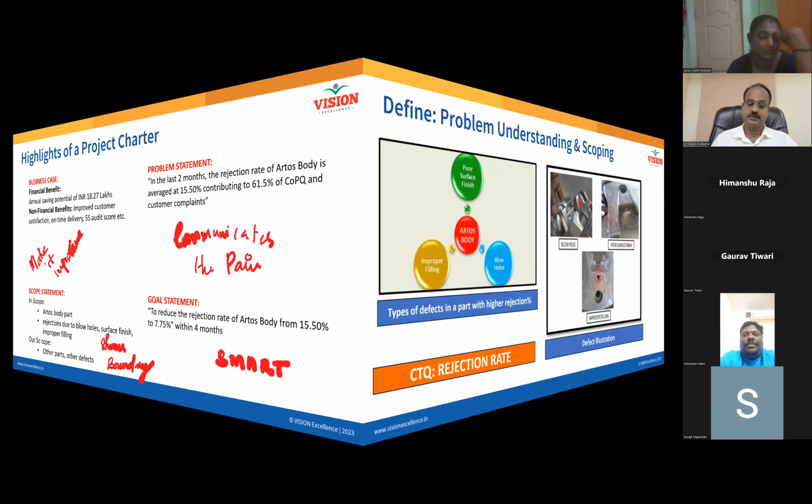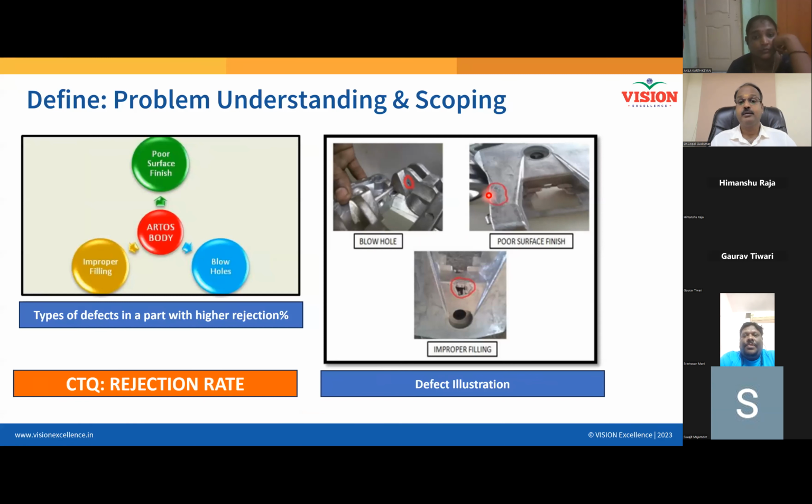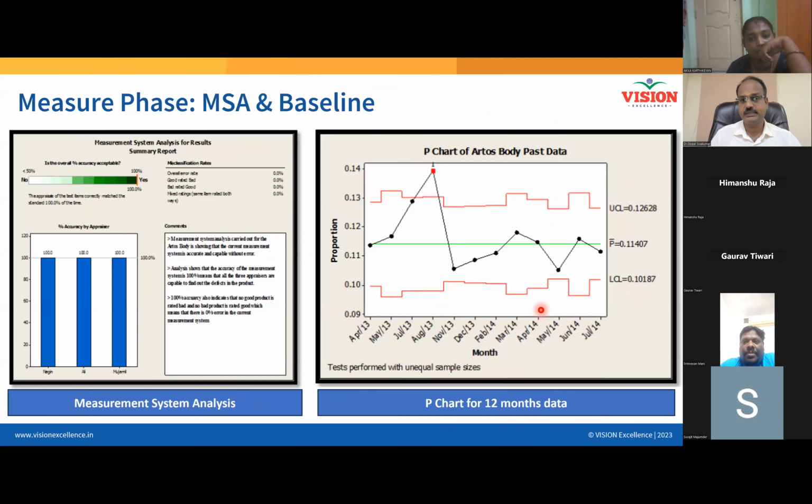Then we move on to the measure phase. Now problem understanding. For problem understanding, you can give your best. See here, photographs are added so that the project team comes to a solid understanding. Do you think this is important? Really important, isn't it? Otherwise, working with assumptions is not going to deliver the result. And now measure phase. In measure phase, the measurement system analysis is done to judge the measurement error. The measurement system is found to be quite good. There is no error found.